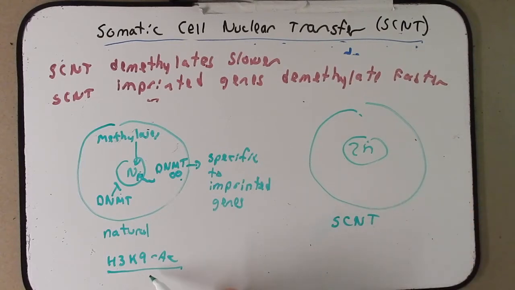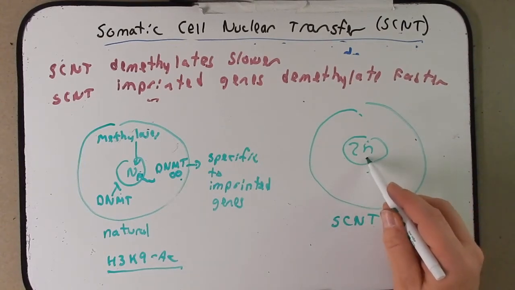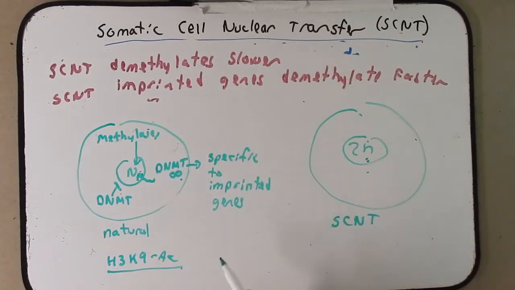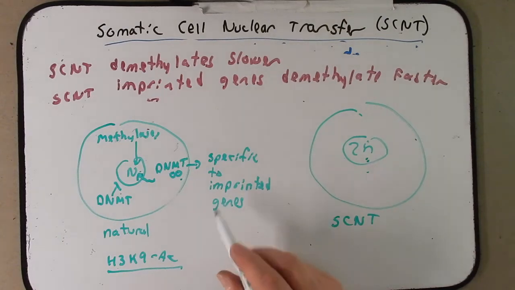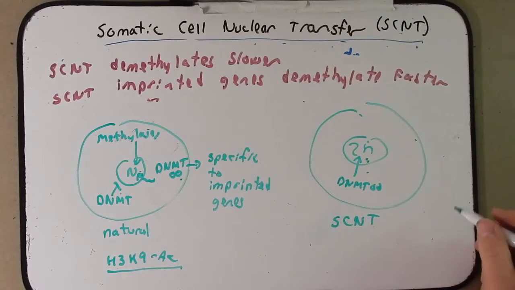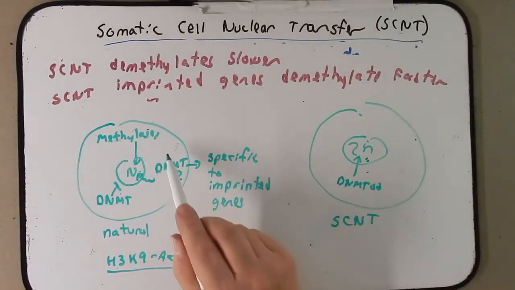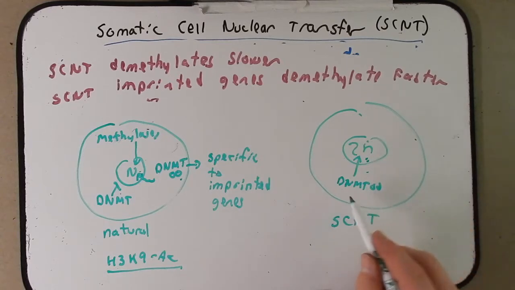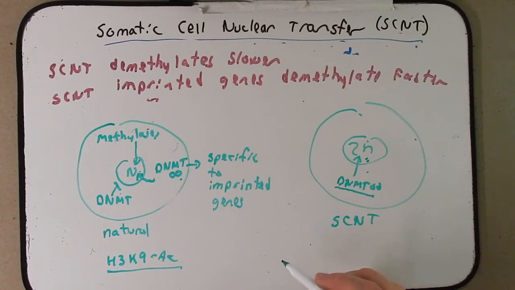We're not getting as much H3K9 acetylation in the diploid nucleus here. And because of that, it demethylates slower, because the enzyme that would have to facilitate that transfer isn't able to access the DNA as efficiently. Likewise, this DNMT00 is still there, and it's still going into the nucleus, but for the same reason that the methylases that remove the methyl groups don't have access to the DNA, the DNMT00 also doesn't have access to it.